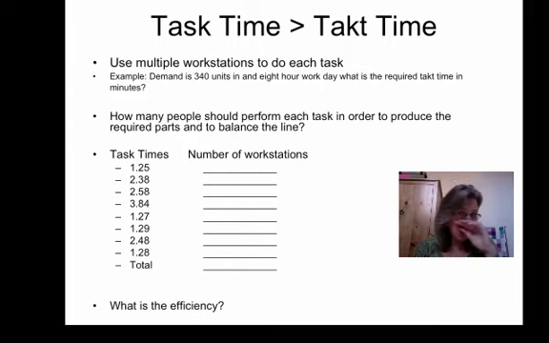So whenever we put together a line balancing, the judge that we use is efficiency. That means that we want to minimize the amount of time that's idle for any worker, and we want to maximize the amount of work time.